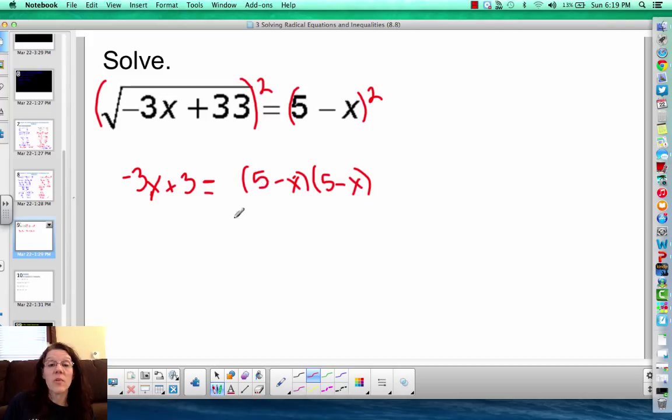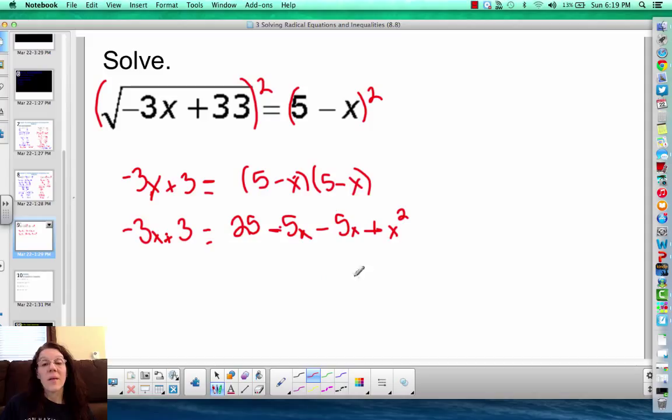I have to take the first times the first. That's going to give me 25. The outside is going to give me a negative 5x. The inside is also going to give me a negative 5x. And the last, a negative times a negative, is going to give me a positive, and x times x is x squared, equals a negative 3x plus 33.